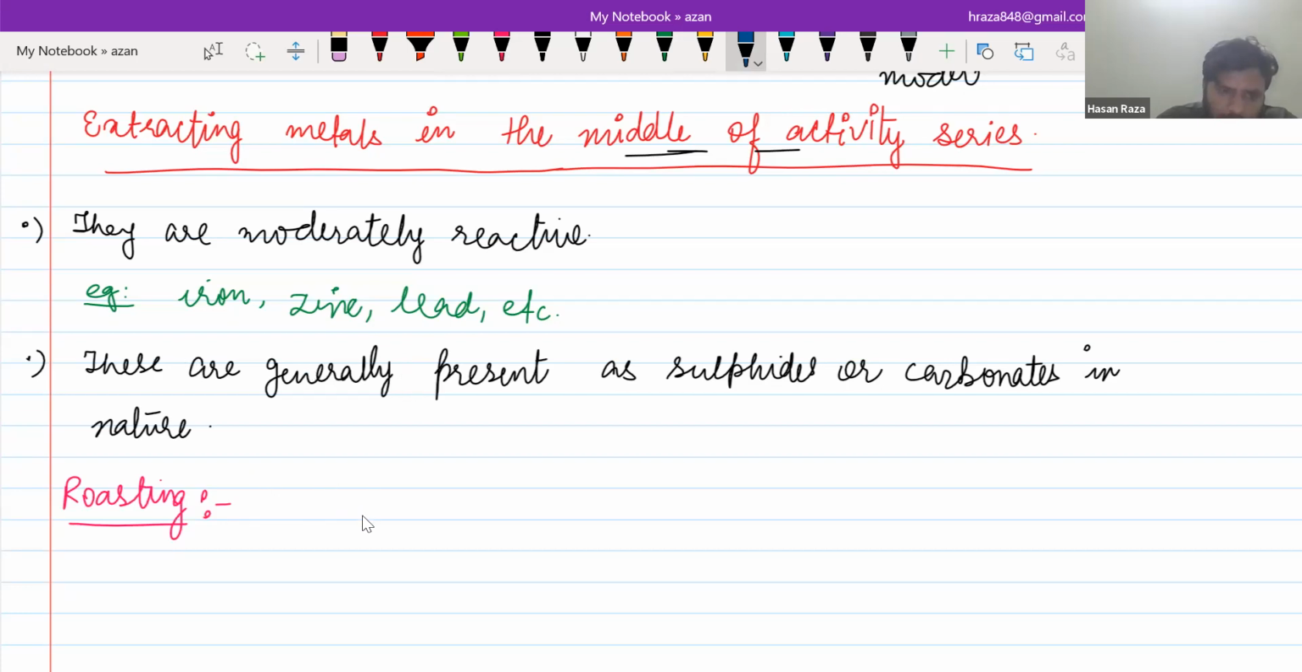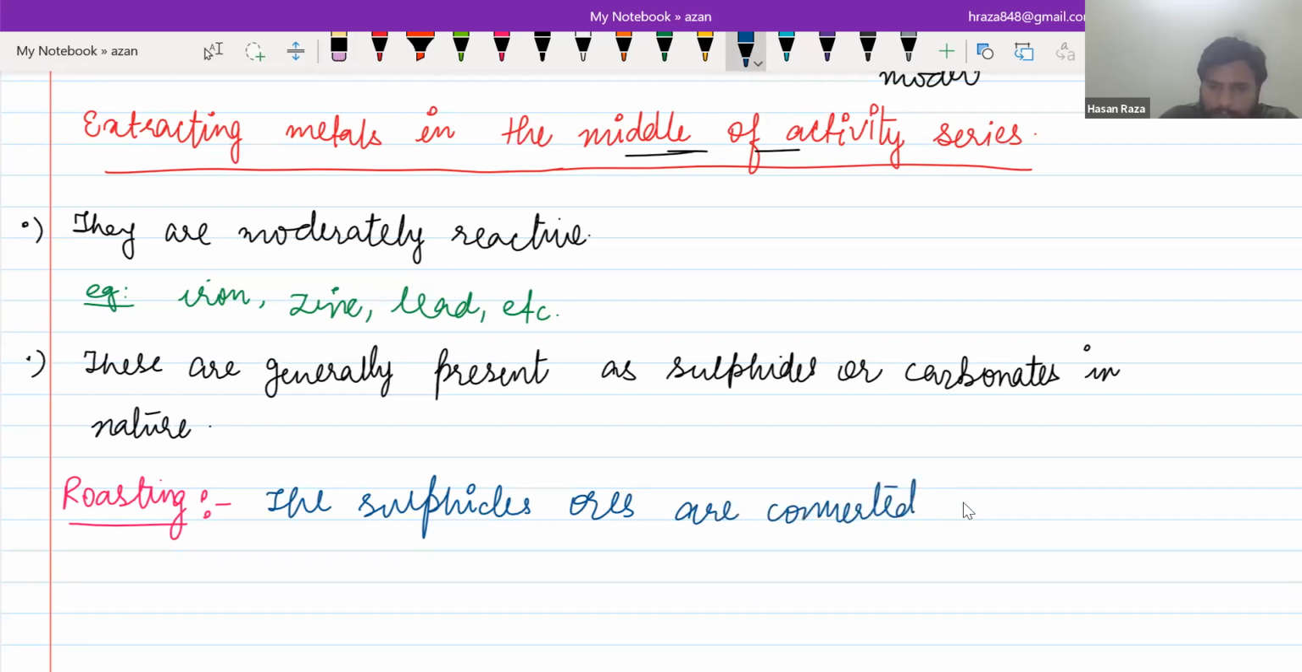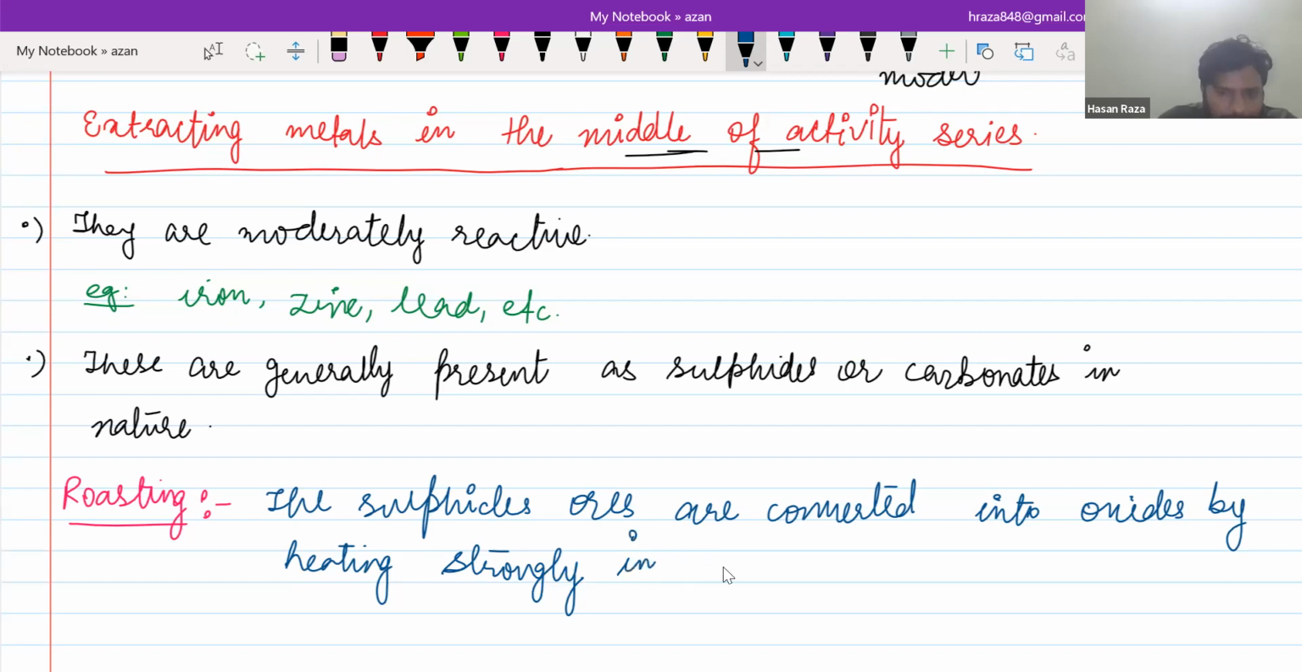The sulfide ores, and roasting is only for sulfide ores, are converted into oxides by heating strongly in the presence of excess air. Both have the same thing to do.